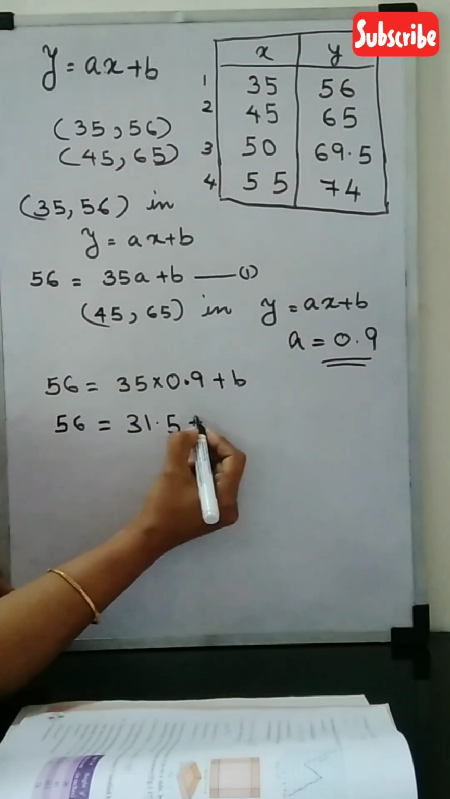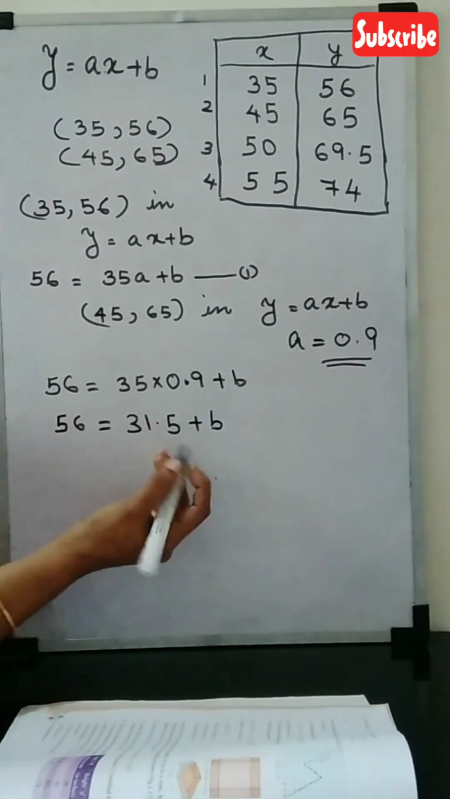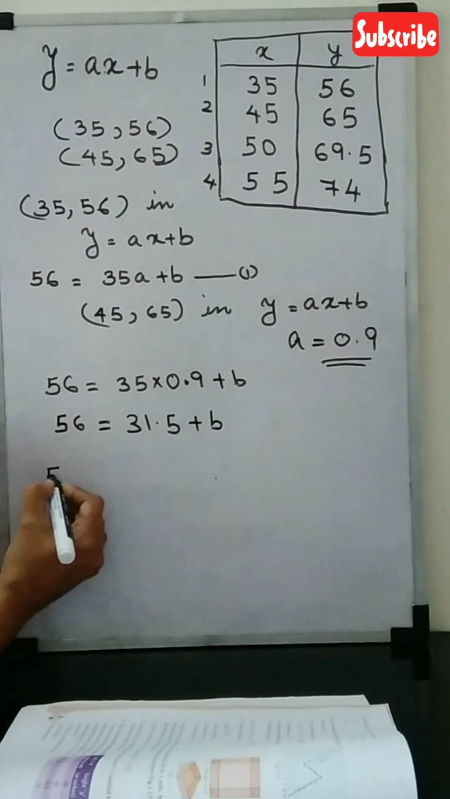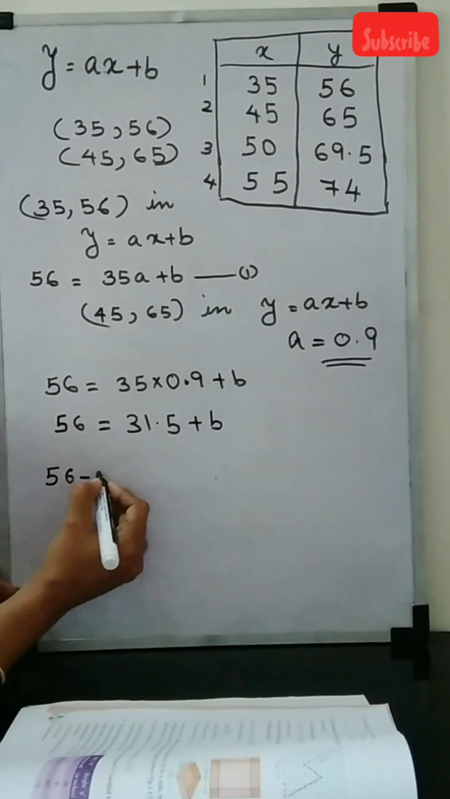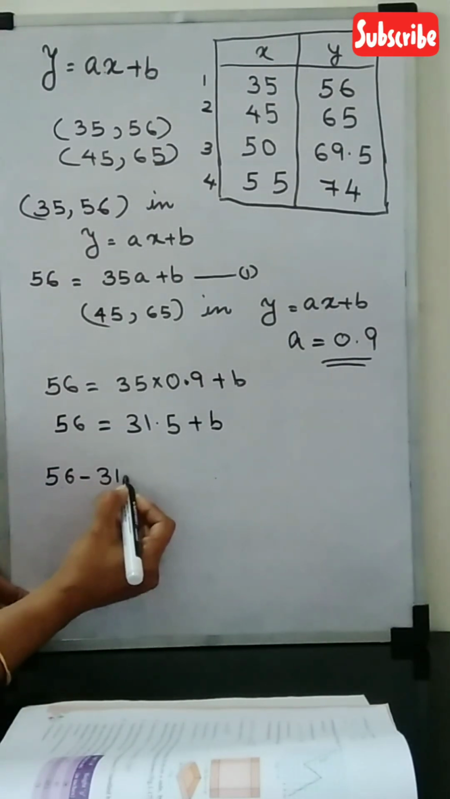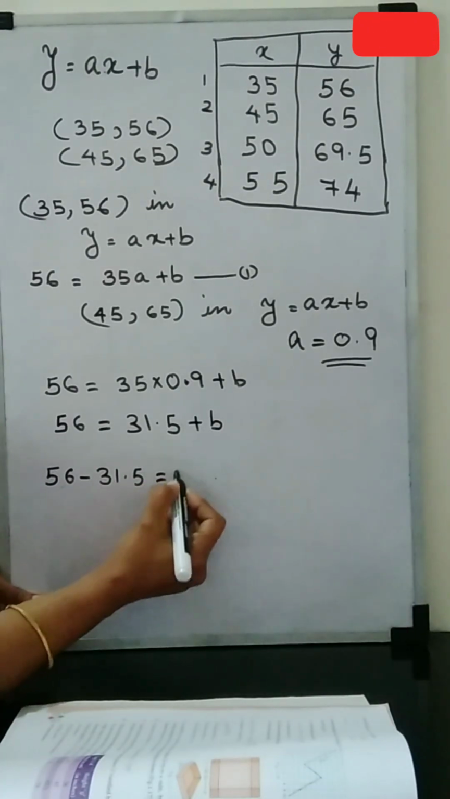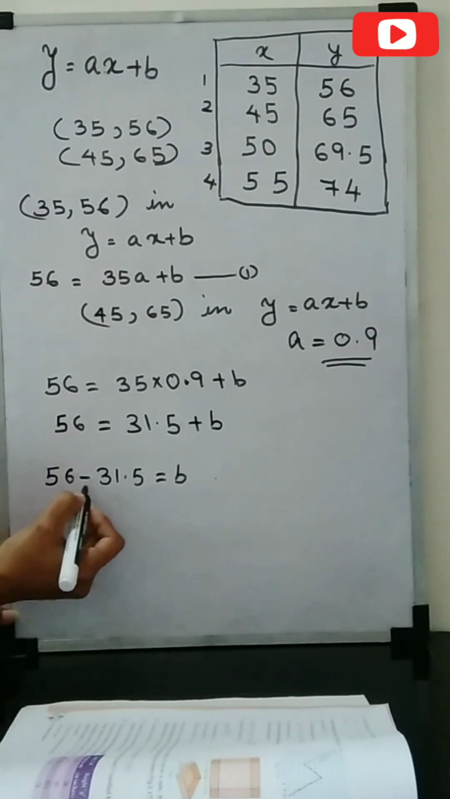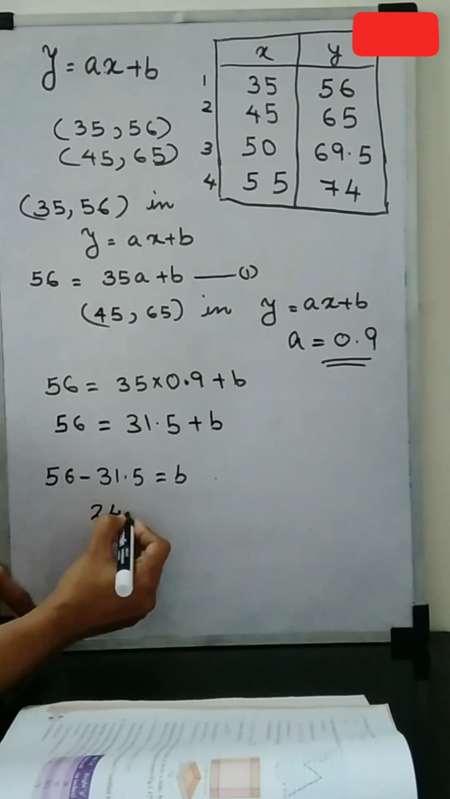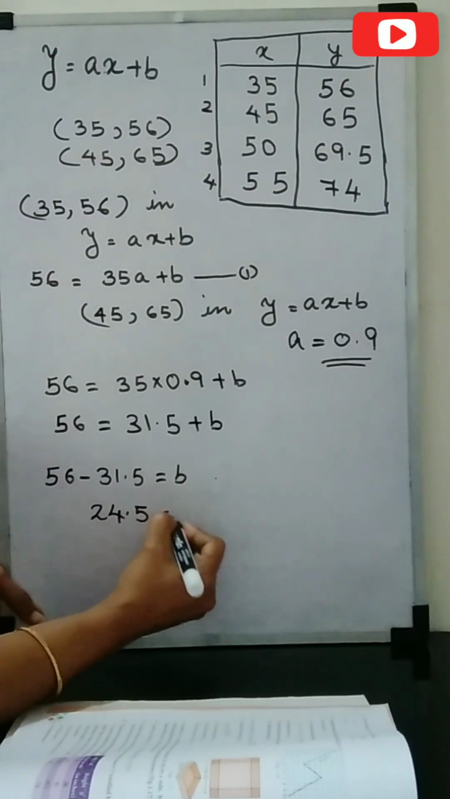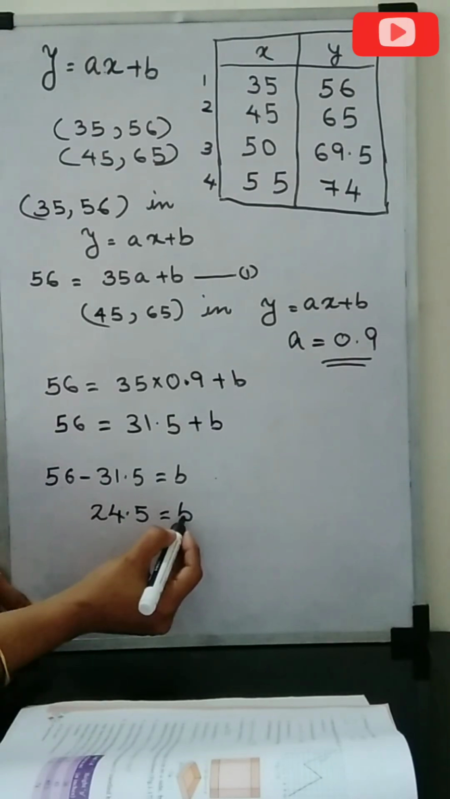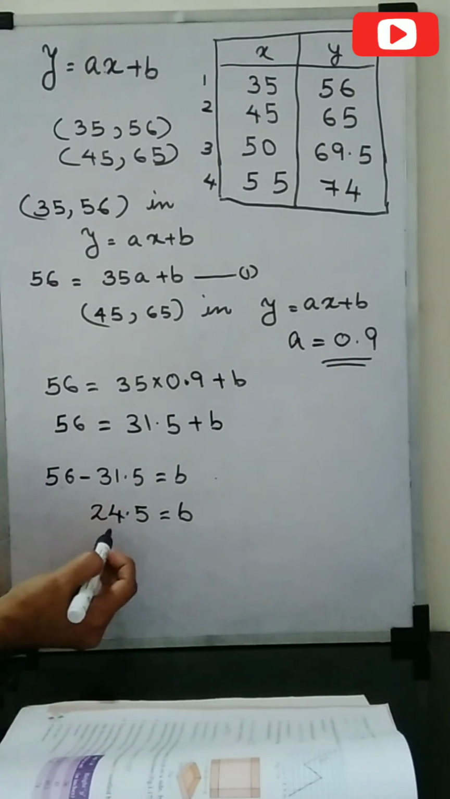31.5 plus b. Okay. Now let us bring the 31.5 to the left hand side. So 56 minus 31.5, when it comes to the left hand side, becomes minus 31.5. That is equal to B. So what is 56 minus 31.5? That is 24.5. That is equal to B. That is the B value.